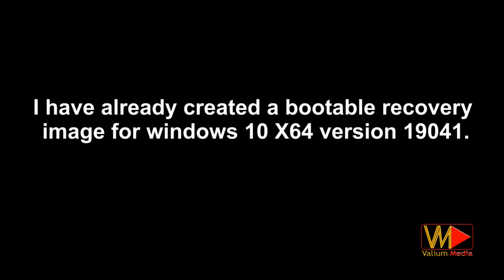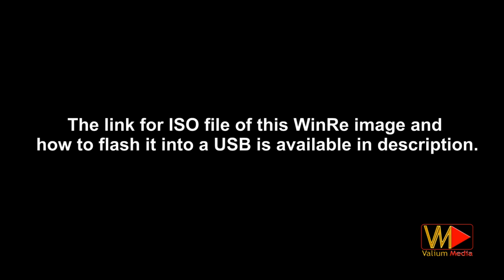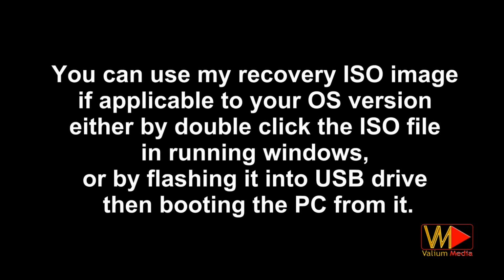I have already created a bootable recovery image for Windows 10 x64 version 19041. The link for the ISO file and how to flash it onto a USB is available in the description. You can use my recovery ISO image if applicable to your OS version, either by double-clicking the ISO file in running Windows, or by flashing it onto a USB drive then booting the PC from it.